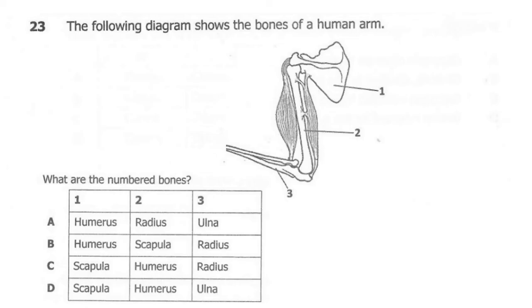Question 23. The following diagram shows the bones of a human arm. What are the numbered bones? A. 1 humerus, 2 radius, 3 ulna. B. 1 humerus, 2 scapula, 3 radius. C. 1 scapula, 2 humerus, 3 radius. D. 1 scapula, 2 humerus, 3 ulna. What is the correct answer? Is it A, B, C, or D? Let's identify the bones. You can leave your answer in the comment section.